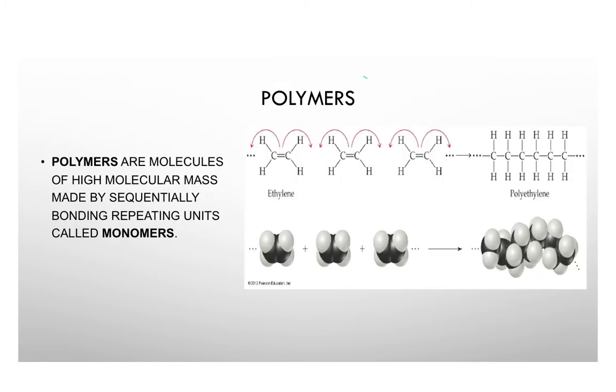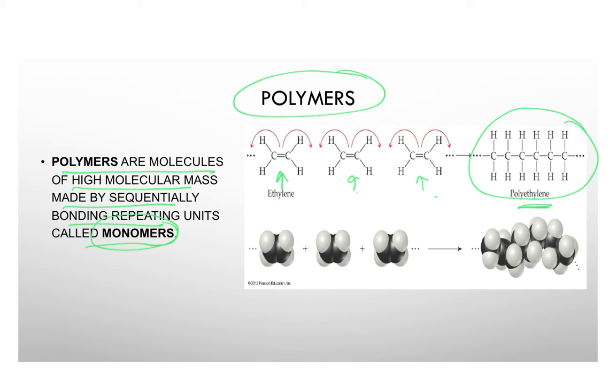The third type of material we want to talk about today is polymers. Polymers are molecules of high molecular mass made by putting together repeating units called monomers. You learned about these in biology when you learned about the macromolecules like carbohydrates, amino acids, and nucleic acids like DNA and RNA. Basically what you do is you take a whole bunch of single molecules, alter their bonds, and turn them into a long chain. This is ethylene. It can be turned into polyethylene through a polymer reaction.